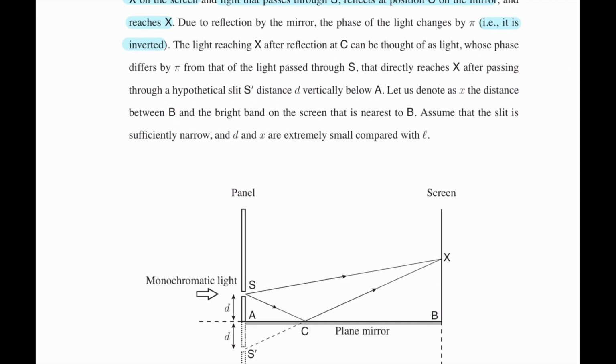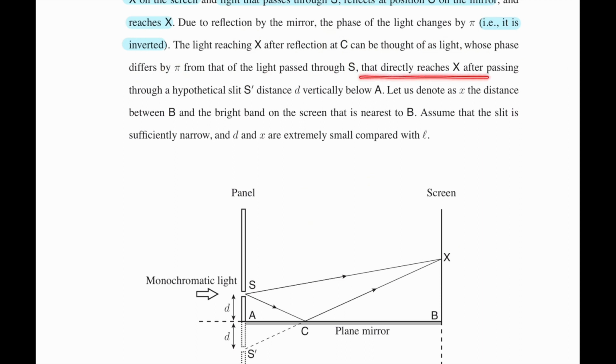Okay, let's continue to read the question. The light reaching X after reflection at C can be thought of as light whose phase differs by pi from the light that passes through S. This is what I mentioned earlier.